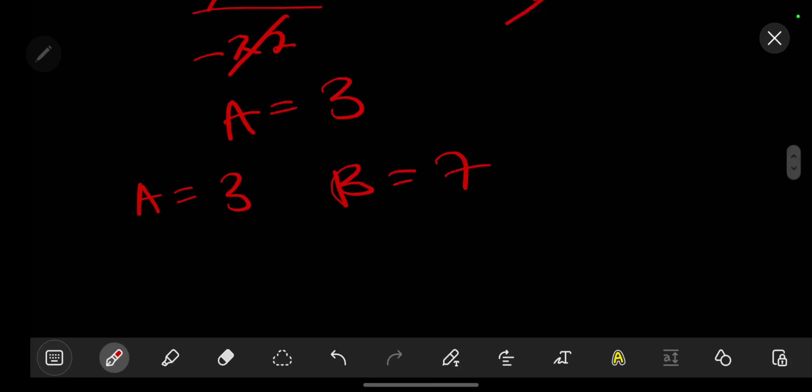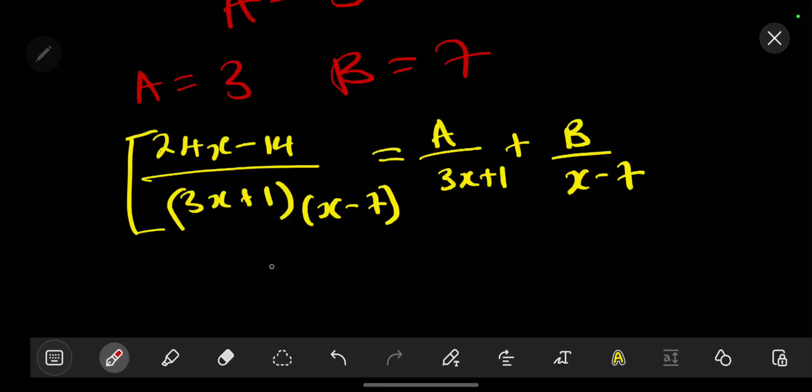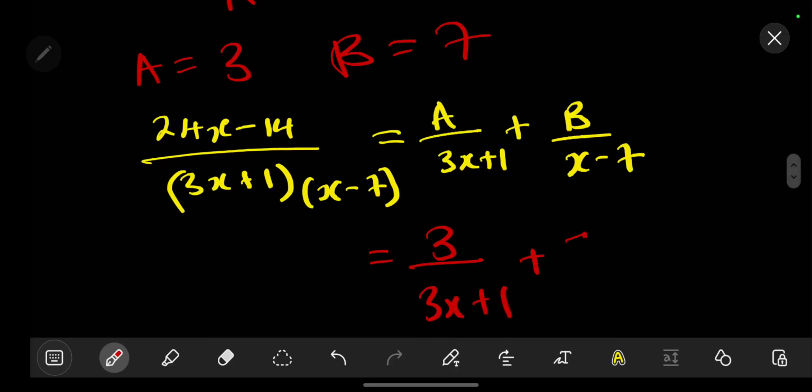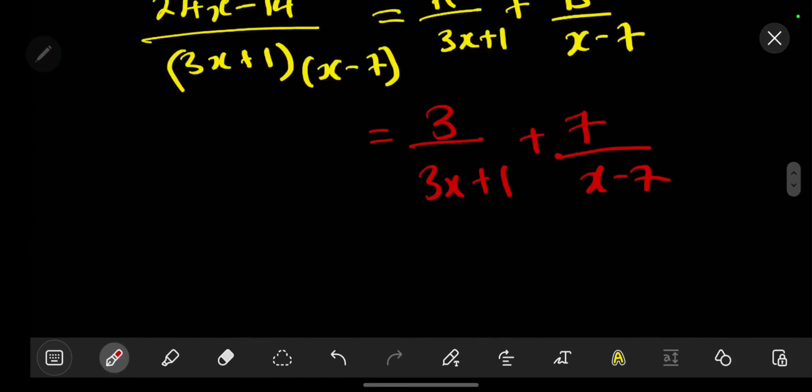So that means to say, for the equation that we said, it should be equal to, we have where there is a, we are going to put 3 over, we have the denominator is 3x plus 1, then we have plus, where there is b, we are going to put 7 over our x minus 7, like that. So remember, this is the original equation, 3 over that plus 7 over that. So that is how we solve that one. So let's move on to our next problem.